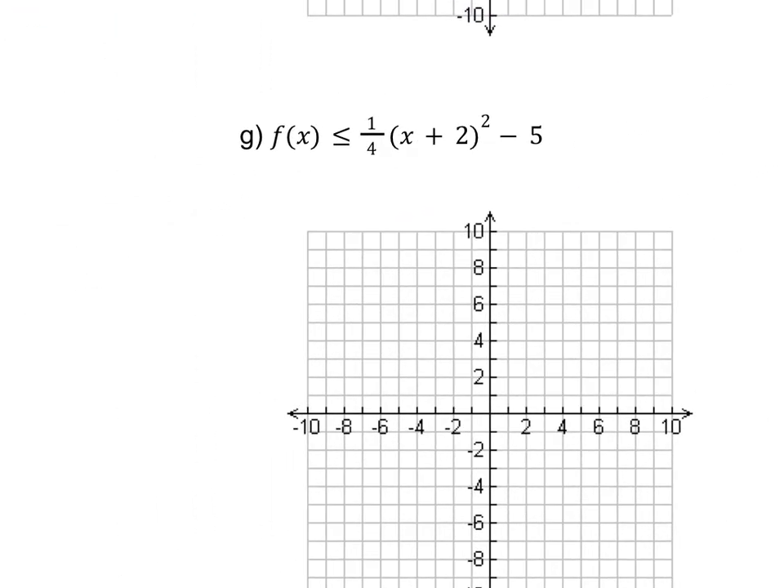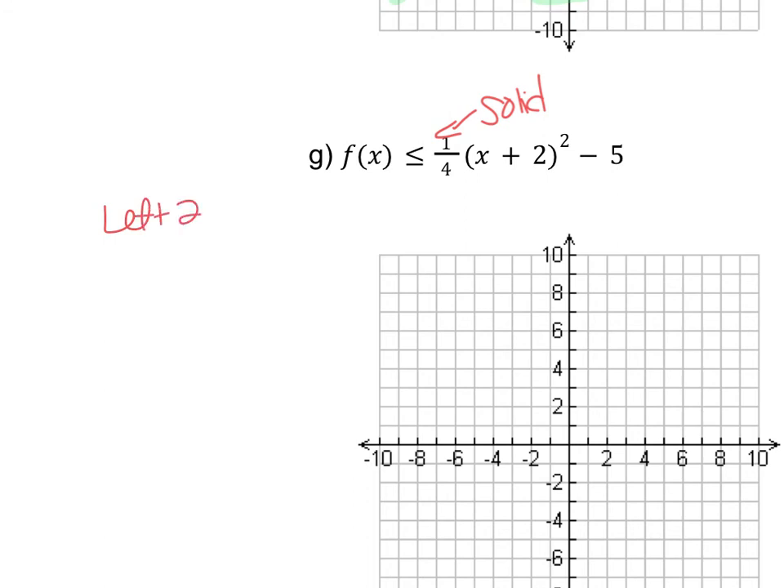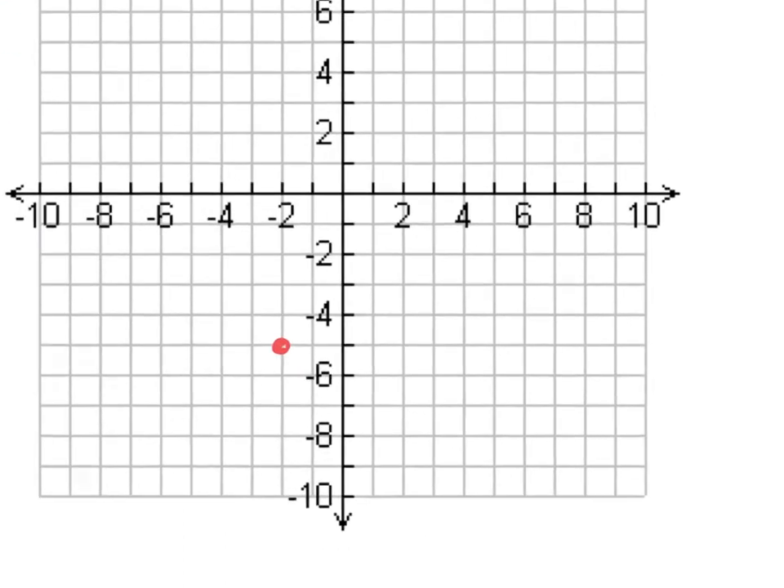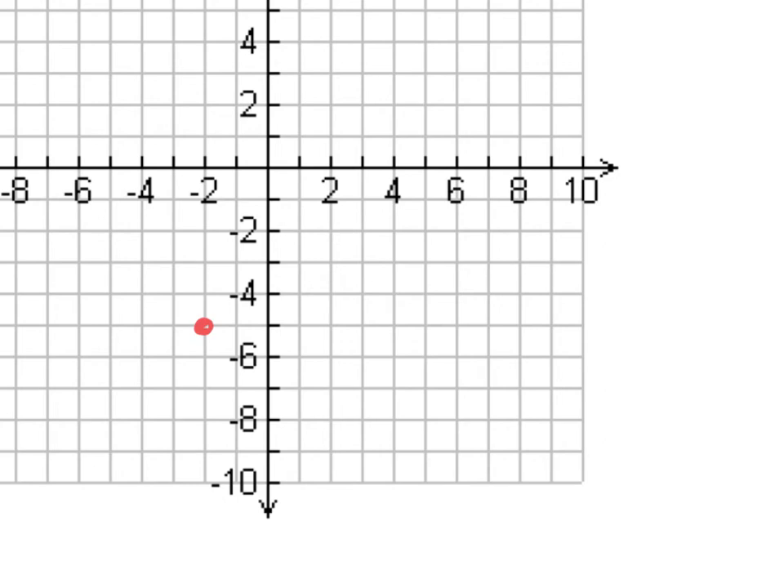Okay, let's do another one. So a lot happening here. It looks like I have a solid line, but there is going to be shading. Looks like left 2, down 5, and a shrink. So it's going to be wide by scale factor 1/4. Okay, zoom way in on this. Usually it's facing up, right? It's a U. So usually we would go over 1, up 1. Now we're going to go over 1, up 1 times 1/4, which would be 1/4. So just a little bit up. Usually we would go over 2, up 4. Now we're going to go over 2, up 4 times 1/4, which is 1.